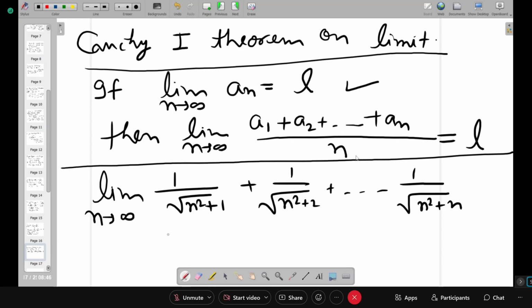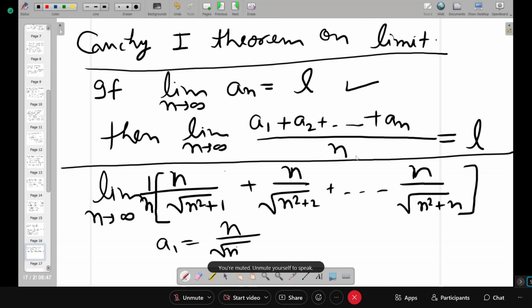This is the question which is given. You have to find the limit, and we have this formula. So what we can do is multiply numerator and denominator by n. So if you compare this with the formula, what is the value of a1? The a1 value is n upon under root n square plus 1.